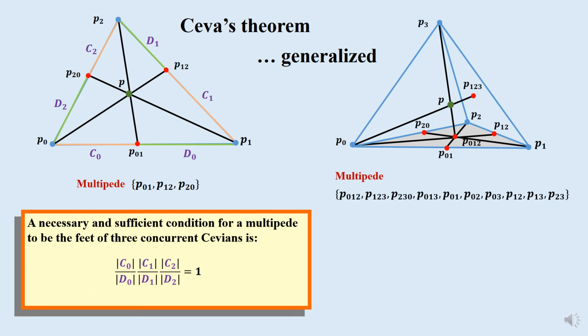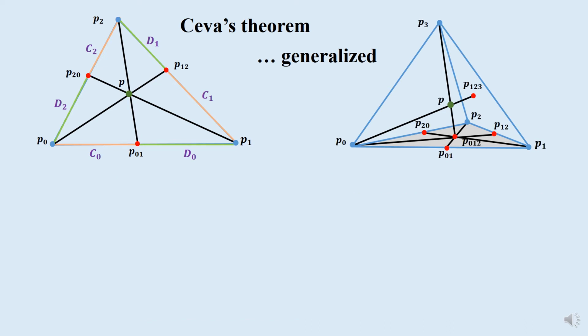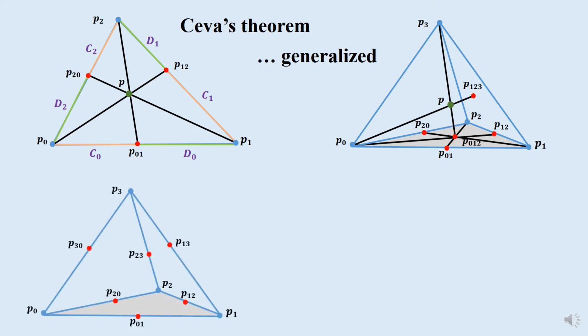Now the question we are going to ask is exactly the question we asked about the triangle. Given a multipede that consists of 10 points, one for each non-trivial face of the tetrahedron, we want to find a necessary and sufficient condition such that these points are generated by concurrent Cevians, now concurrent not only in the whole simplex but also in all its sub-simplexes. So first of all, let's look at the feet that lie on one-dimensional faces of the tetrahedron. There are 6 of them.